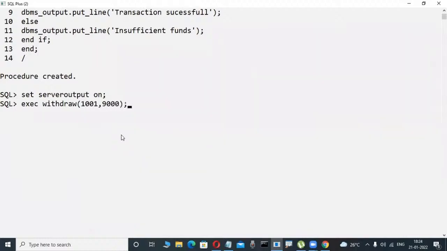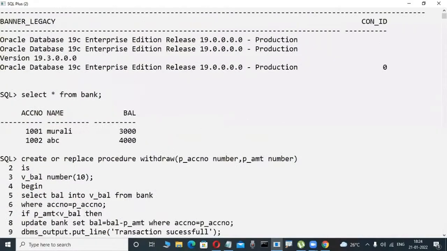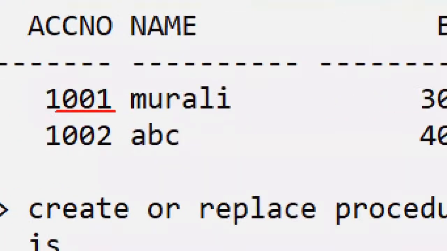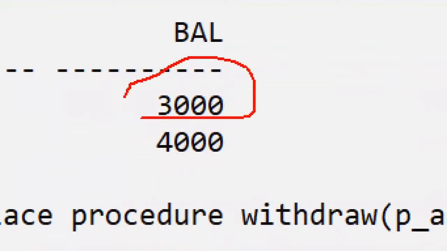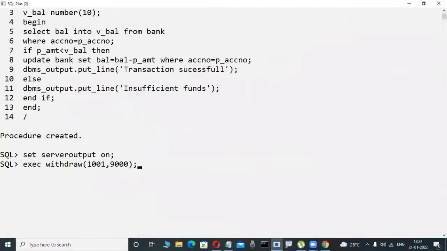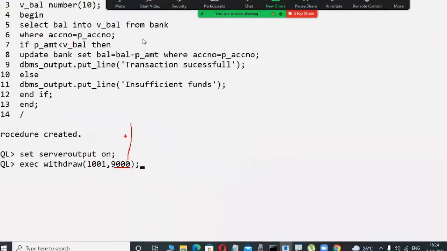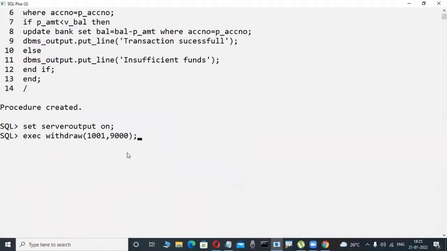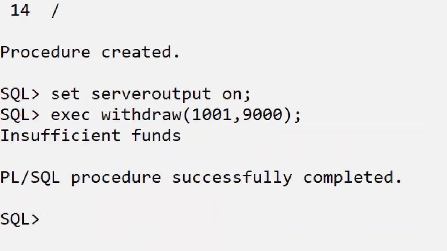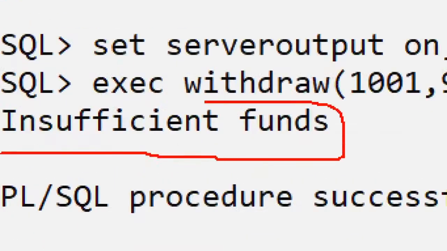Observe here in this table, slowly observe the scenario and logic. 1001 is my account number. Murali is my name. Now my balance is how much? 3,000. In my table, 3,000 is the current balance. My account number is 1001, but I try to withdraw 9,000. Is it possible? No. So now it will give a message: insufficient funds.